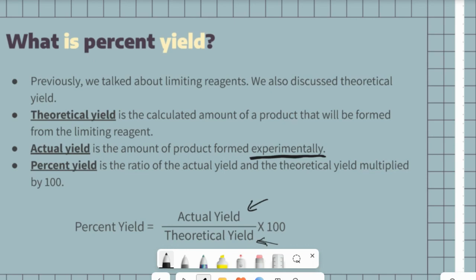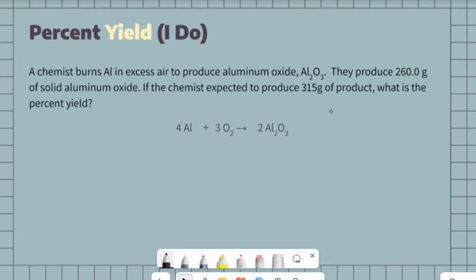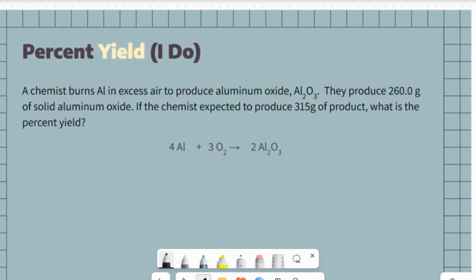Okay, so let's look at an example of this. It says a chemist burns aluminum in excess air to produce aluminum oxide, Al2O3. They produce 260 grams of solid aluminum oxide. If the chemist expected to produce 315 grams of product, what is the percent yield? So this is actually a very straightforward calculation. We just have to identify what is our theoretical and what is our actual yield.